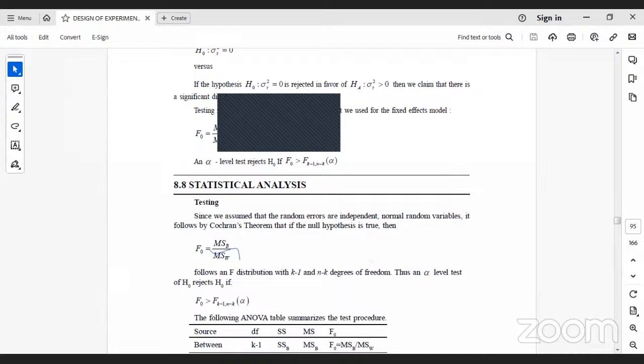Since we assume the random errors are independent random variables, it follows by Cochran's theorem. What is the meaning? What is the definition of Cochran's theorem? Tell me, anyone. Cochran's theorem.